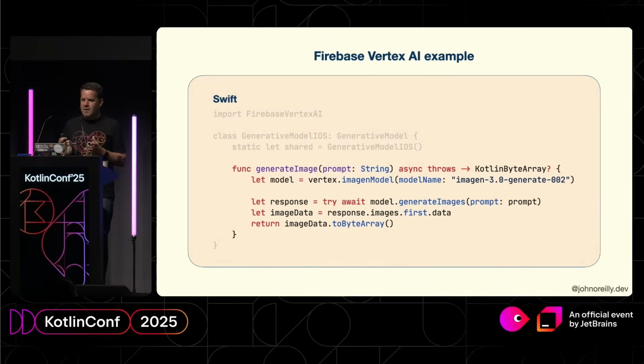Note we're using SKIE here, which makes the concurrency aspect of this quite seamless. We override the suspend function in the Kotlin interface with an async one in Swift, and can use Swift's await when invoking the Firebase APIs. We're also making use of a helper function in shared code to convert the results to a Kotlin byte array.